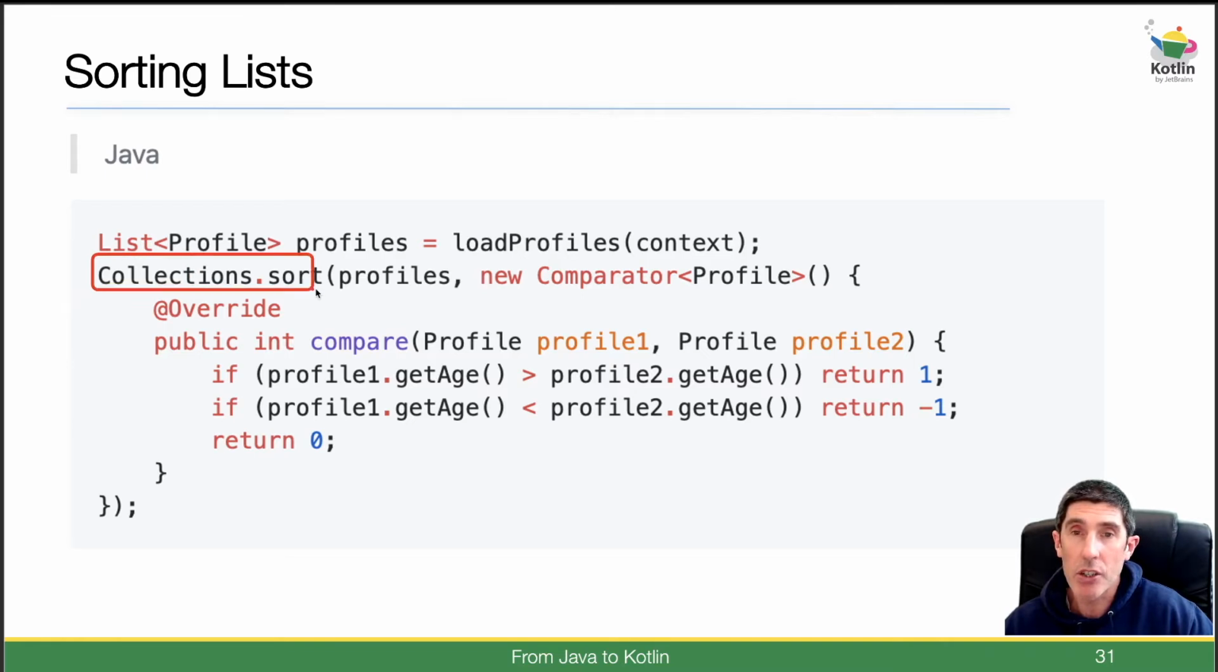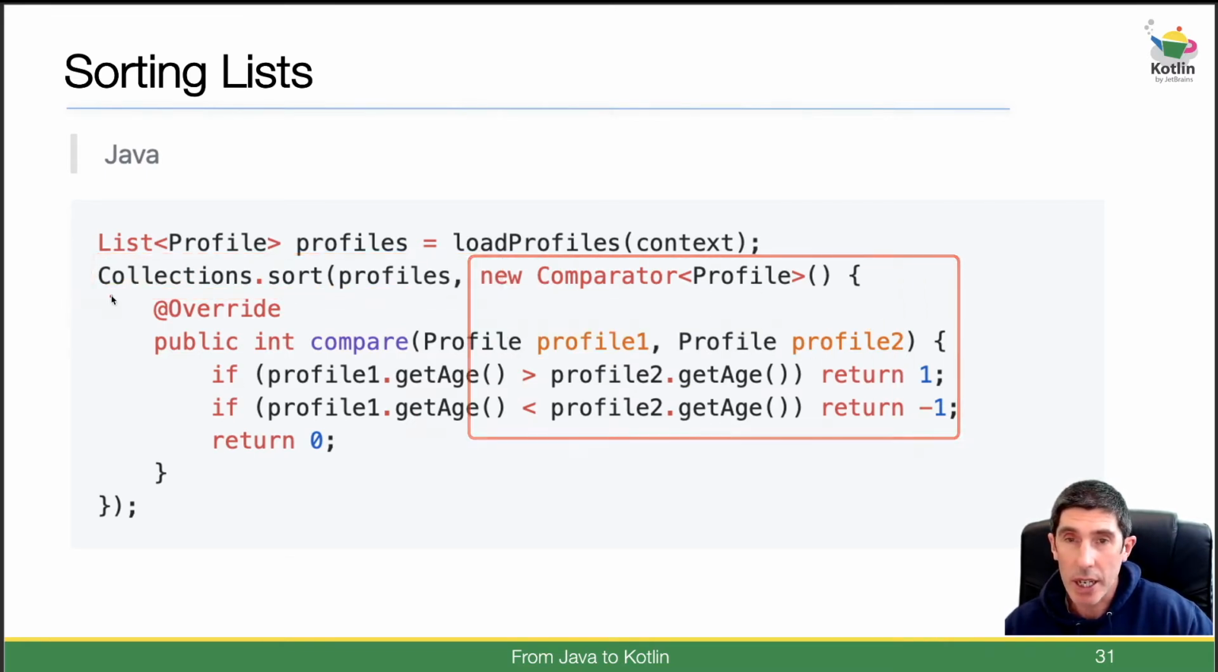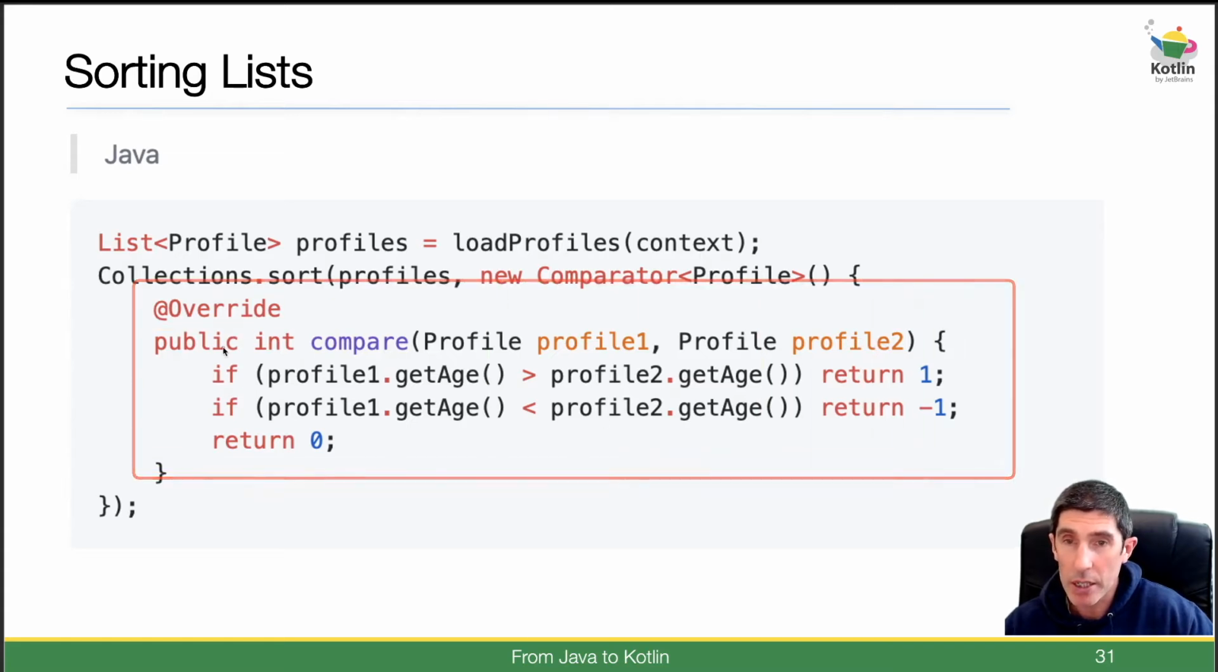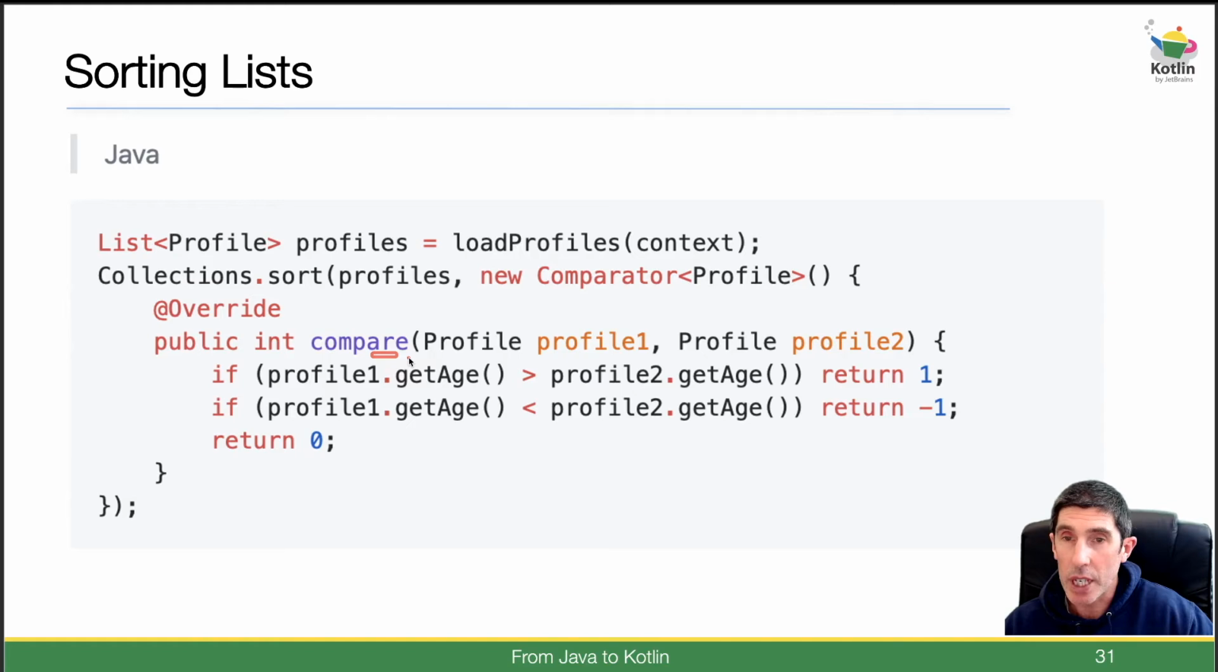So we have our Collections.sort, passing in a new Comparator there, so you can see it there, and there we're overriding the compare. We're just comparing two profiles, comparing one age against the other profile's age. If it's greater than, we'll return 1 to say it's greater than, that is less than, or 0 that they're actually the same.